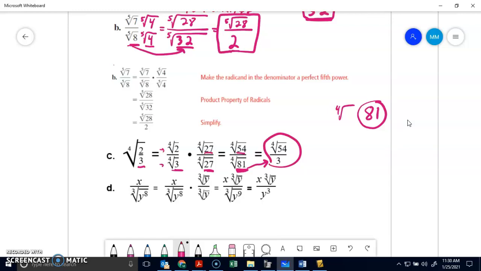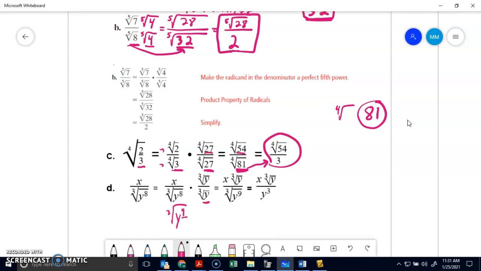I can do the same thing with variables. What I have here is x over the cube root of y to the 8th. I need to make this perfect. And I'm not going to break it up. We're doing the opposite of breaking it up. We're multiplying by something to make it perfect. So what would make it perfect? If I have 8 right now, all I need to do is put in one more y, and it becomes 9. And now it's perfect.